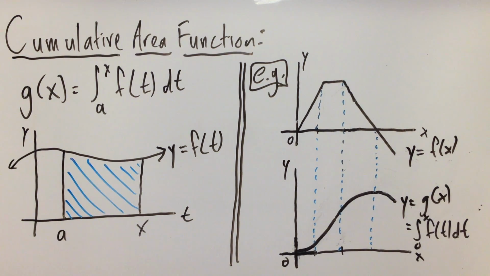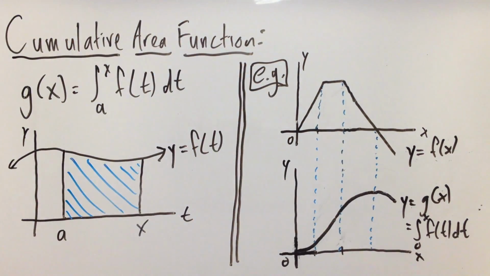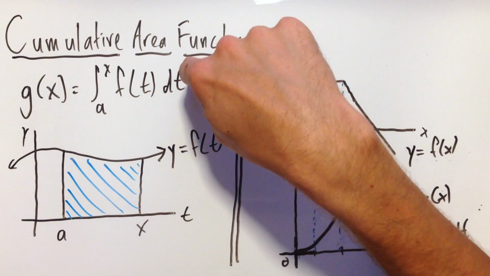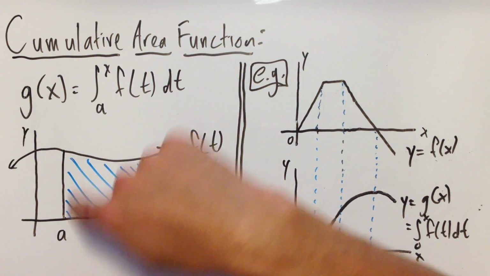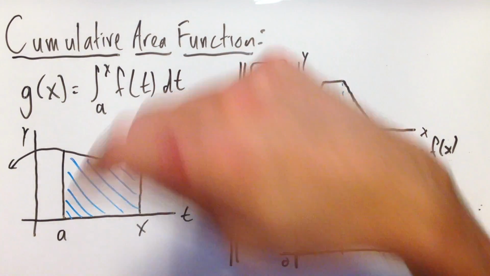This is called the cumulative area function, or the area up to function more informally. It's actually not a single function, but a whole family of functions, infinitely many functions. So if we start with a function f of x, we can make g of x the integral from a to x of f of t dt. Here a is a fixed point, x is our variable, t is a variable of integration.